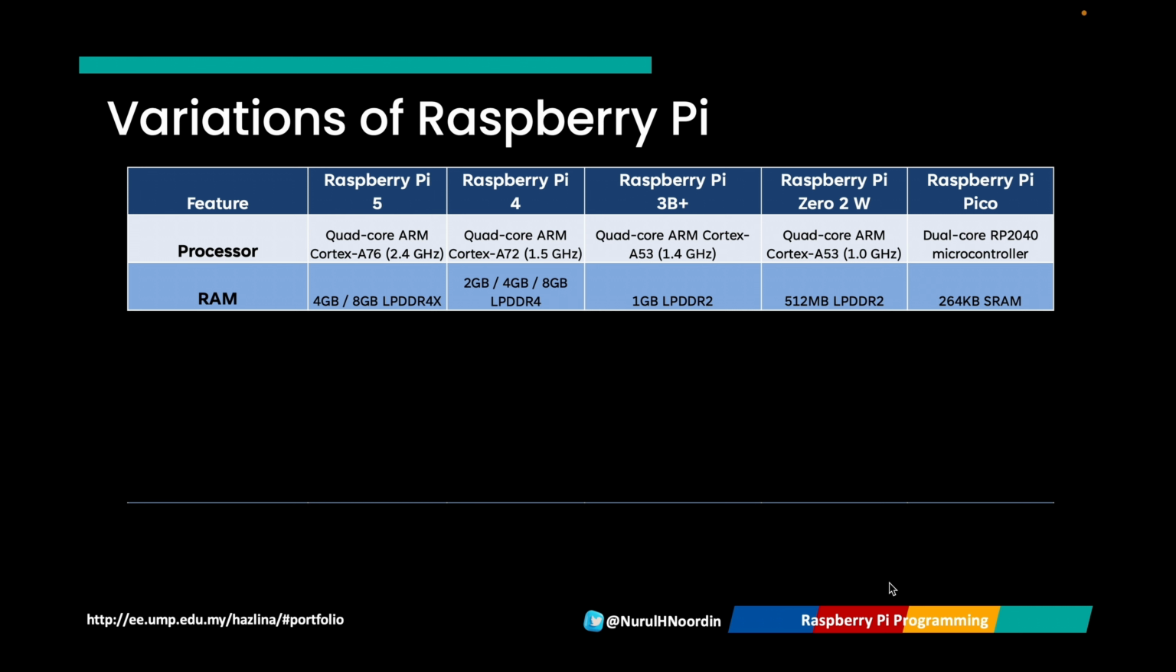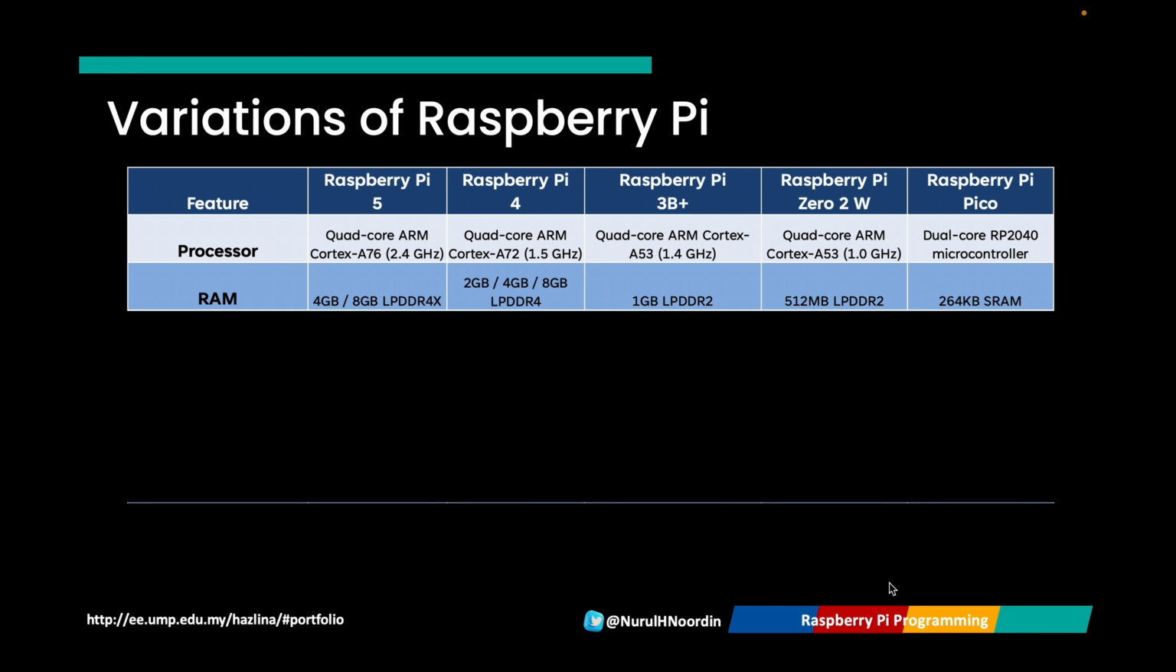Secondly is RAM, or Random Access Memory. Now, this RAM determines how well the Raspberry Pi can handle multitasking. The Raspberry Pi 4 offers up to 8 GB of RAM, making it ideal for running multiple programs or even desktop applications. The Raspberry Pi 3B Plus has 1 GB of RAM, while the Raspberry Pi Zero has only 512 MB, limiting its performance to basic tasks.